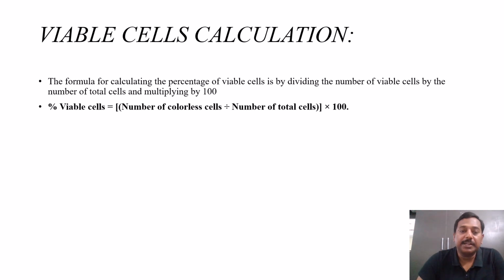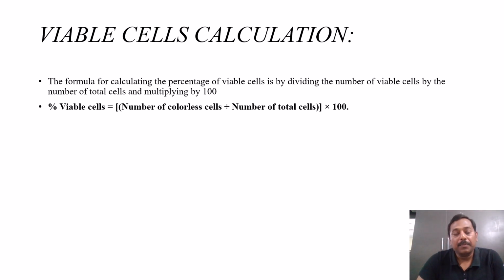Viable cells calculation. On top of determining the number of cells per ml of sample, it is also important to calculate the percentage of viability. The formula for calculating the percentage of viable cells is by dividing the number of viable cells by the number of total cells and multiplying by 100. So viability is always given in percentage. So percentage viable cells is equal to number of colorless cells divided by number of total cells x 100.